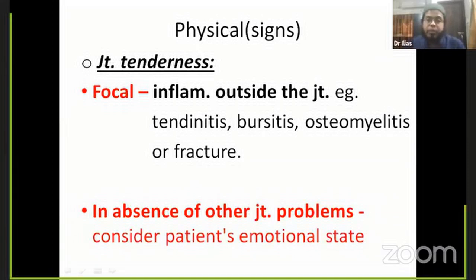Mind it. So in case of focal tenderness involving joint pathologies, we must think of tendinitis, bursitis, or osteomyelitis, or some other things. But whenever the patient doesn't have any kind of joint pathology but still has joint pain, we might think of the patient's emotional state. That could be associated with a functional disorder.